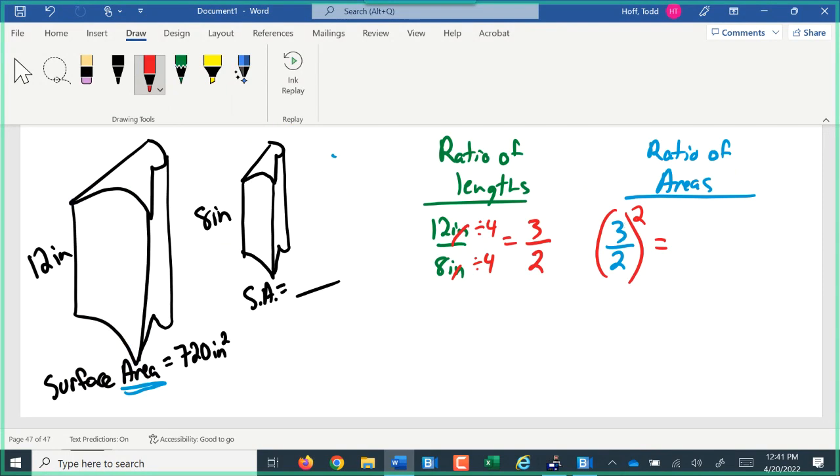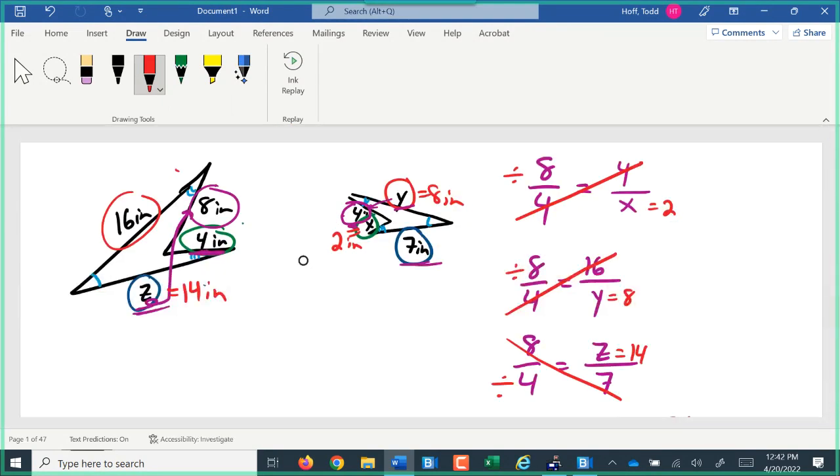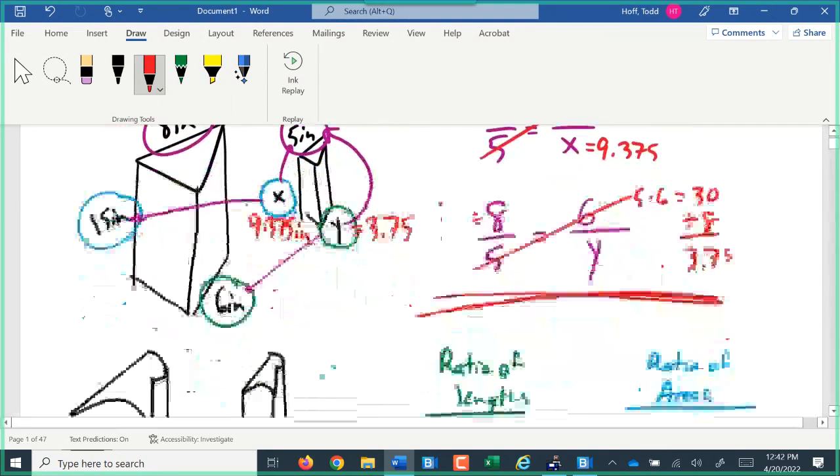So how do I square a ratio? Well, I square each number. What is 3 squared? 9. What is 2 squared? 4. Now, my surface area is 720. Does it go with the 9 or the 4? 9. It goes with the bigger number, 9.